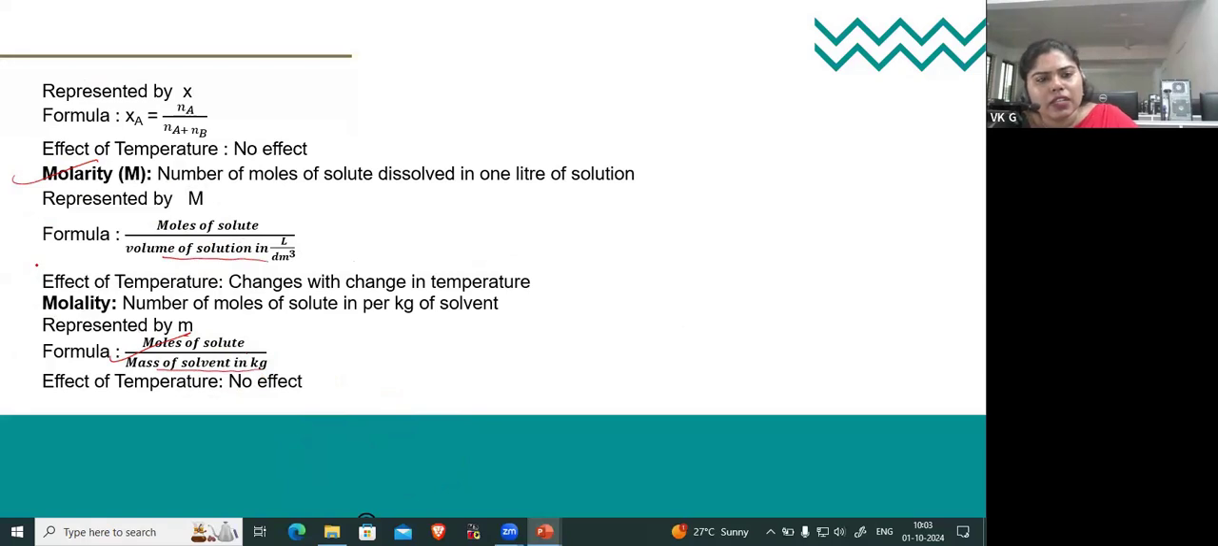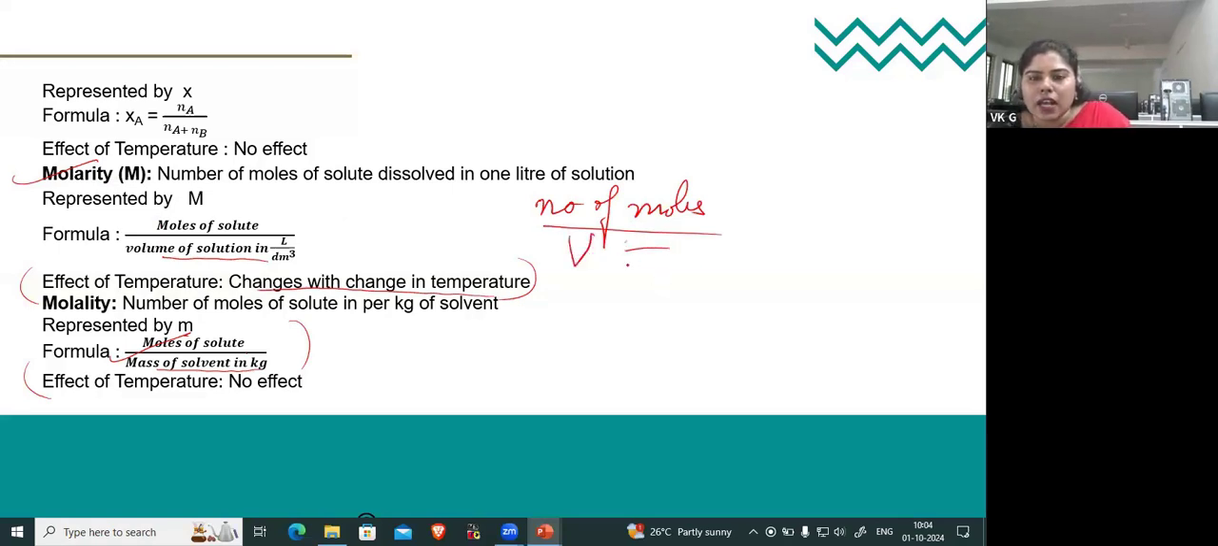One more thing is, sometimes they ask this question: effect of temperature. How does it vary for molarity and molality? Molarity is dependent on temperature, so it changes with the change in temperature. Why? Because molarity is number of moles of solute divided by volume of solution in liter. If you increase the temperature, what happens to volume? Volume also keeps on increasing, correct? So molarity is temperature dependent because as you increase the temperature, volume also keeps changing.